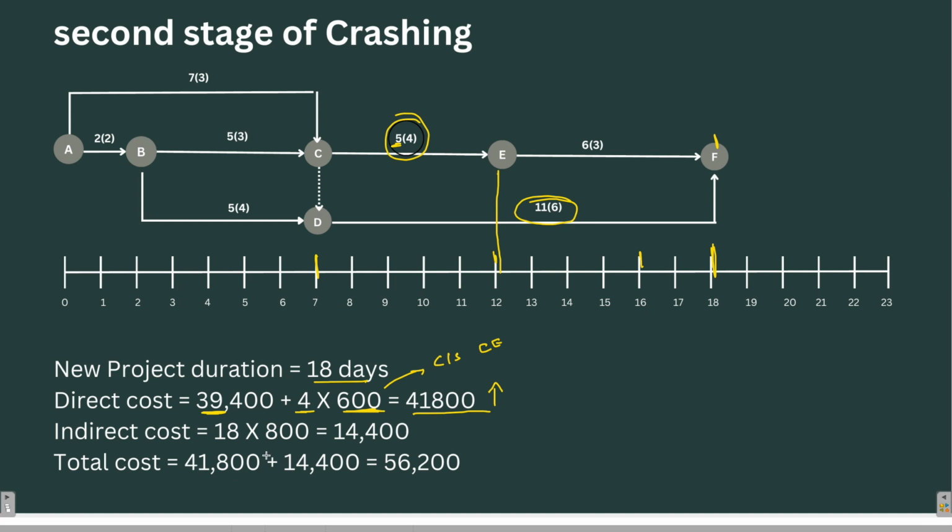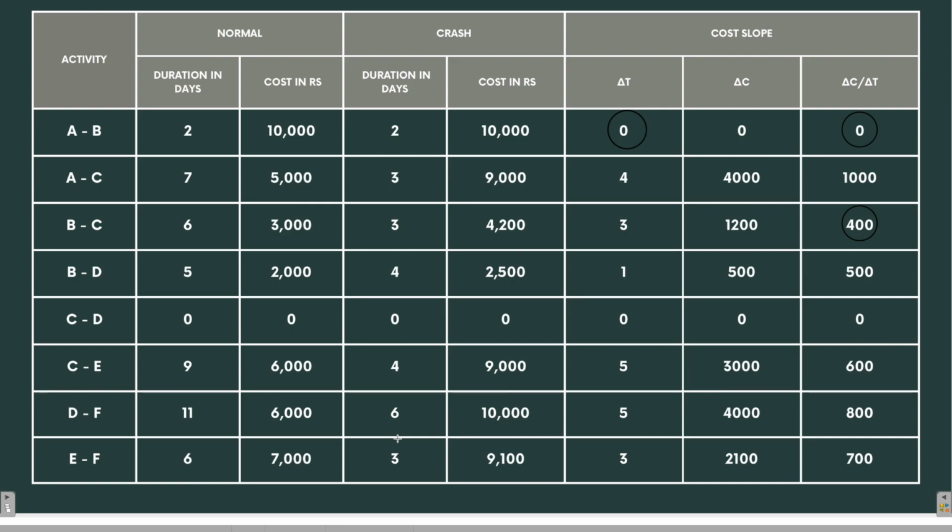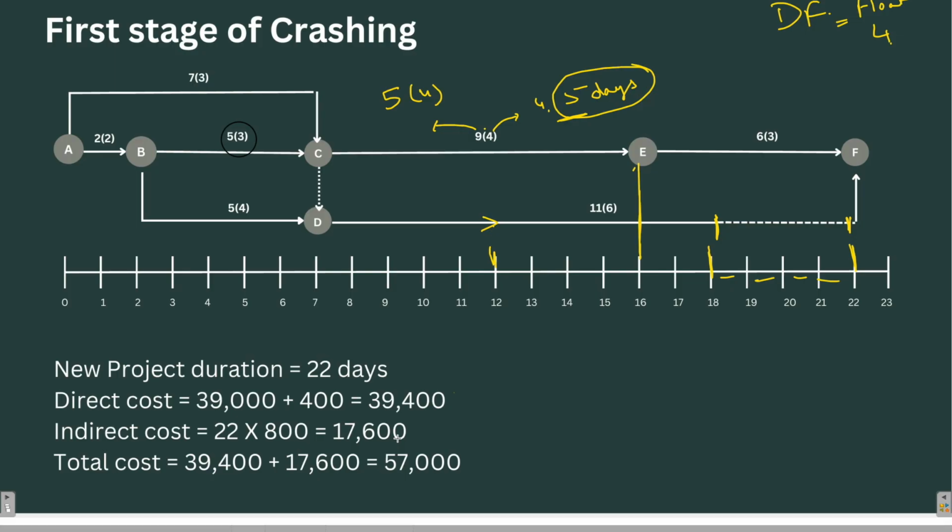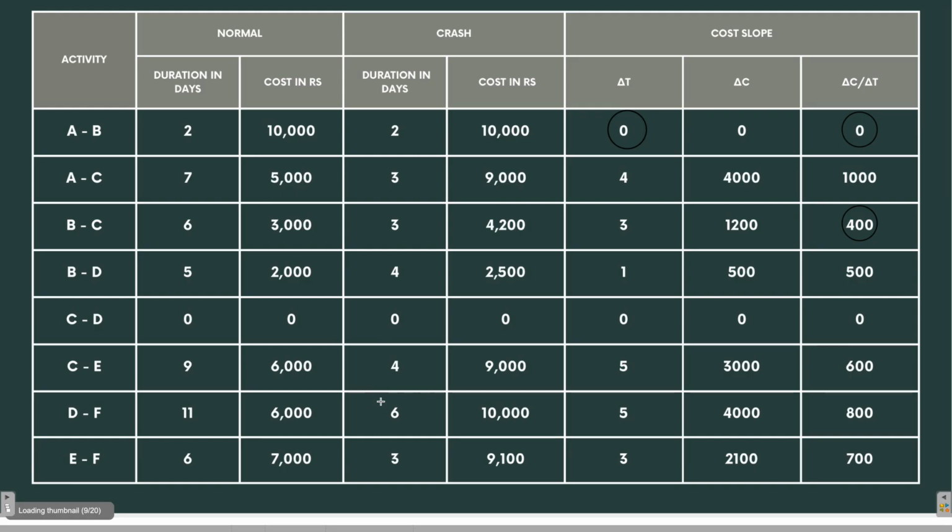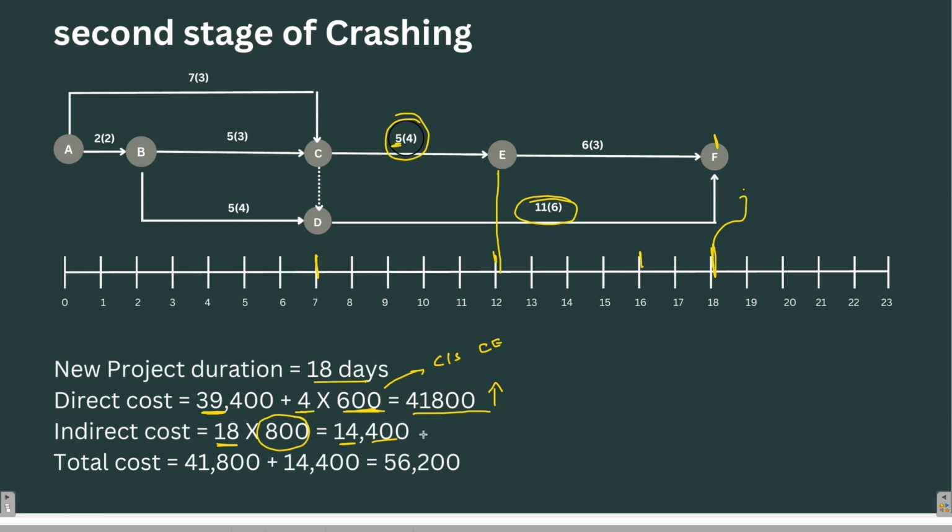Now, what will be the indirect cost? Indirect cost is for 18 days, because the final project is completing at 18 days. 18 into 800, it will cost you 14,400. So it is going further down, right? Earlier, in the first stage of crashing, the indirect cost was 17,600, which has gone down to 14,400. And the total cost of the project is 56,200.